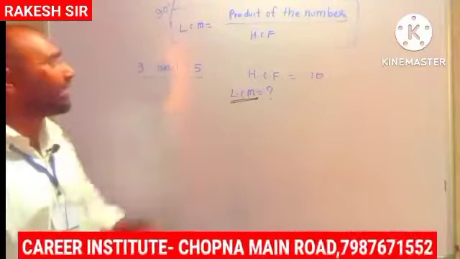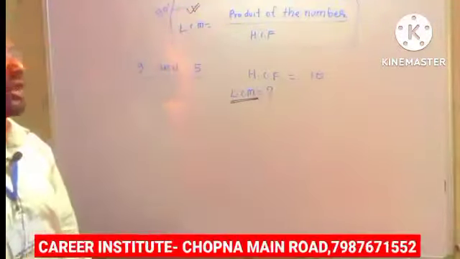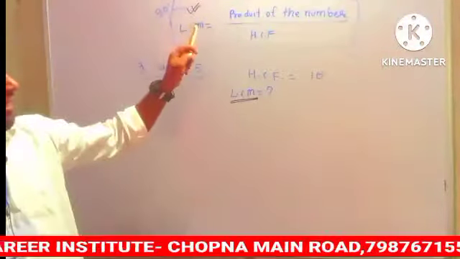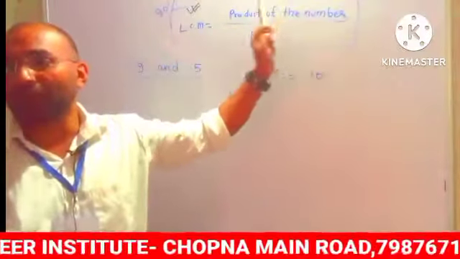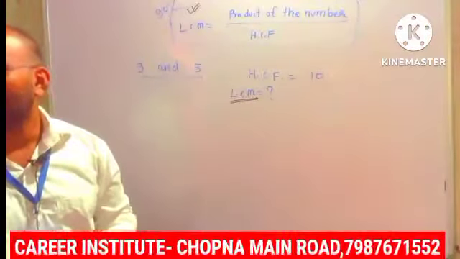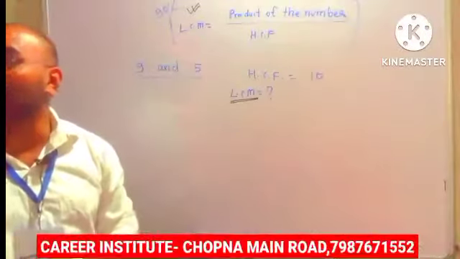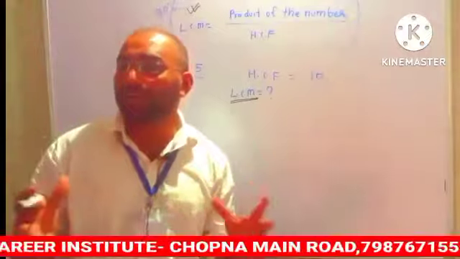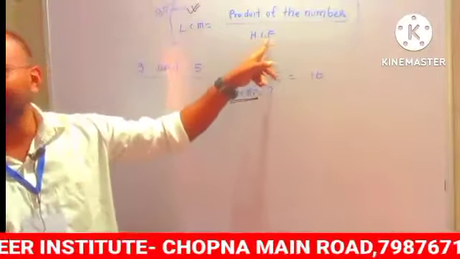LCM. So for that, the most important thing is you should know the formula. So what's the formula to find out LCM? LCM is equals to product of the numbers divided by HCF. Product of the numbers means दोनों संख्याओं का गुना. Product means what? Multiply means गुना करना. So product of the numbers divided by HCF.